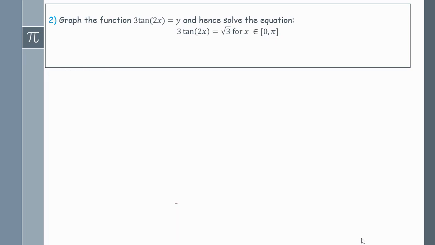So once we've graphed the function, now we have to solve the equation. So we have 3 tan 2x equals root 3, and we're just solving between 0 and pi. Here are the few steps that we have to take to be able to do this. Step number 1 is to move all the numbers surrounding the tan 2x function to the right-hand side. I already have the root 3 over there, which is great. So I've just got to move that 3 at the front to the right-hand side as well.